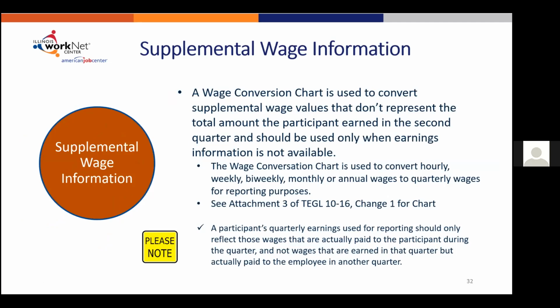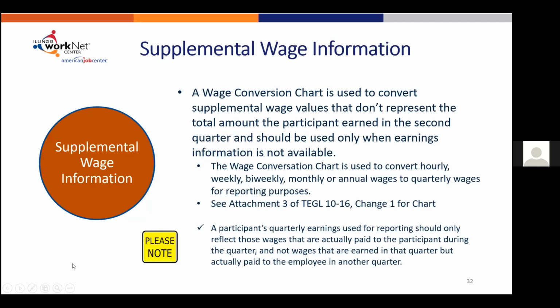Okay, so as far as supplemental wage information goes, when the supplemental wage values don't represent the entire amount earned by the participant in, say, the second quarter after exit, there's a wage conversion chart that is used to convert those values for the purpose of that measure. Those wage conversion charts have been around forever, and if you want this chart, it's in the TEGL and we can attach it to this policy. The calculation can help you convert hourly, weekly, biweekly, monthly, or annual wages into quarterly wages for reporting purposes. It's Attachment 3 of TEGL 10-16, Change 1. So it's been around forever.